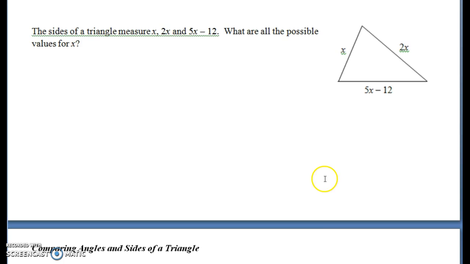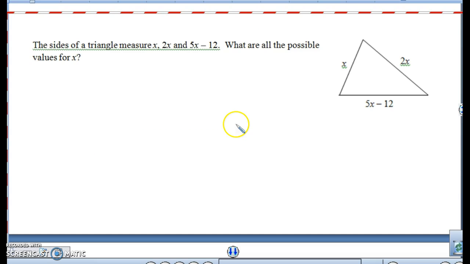All right, let's try this with variables. It works the same way. The sides of a triangle measure x, 2x, and 5x minus 12. What are all the possible values for x? Okay, so when we work this out, we want to start with the longest side. The longest side between x, 2x, and 5x minus 12 is probably going to be this one. So that's going to be my C. And then between x and 2x, this would be my A.